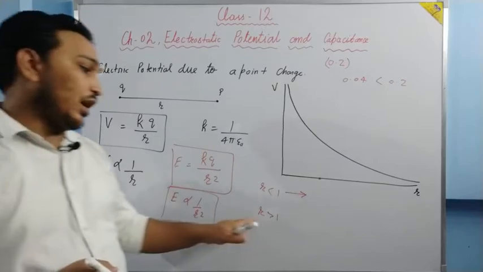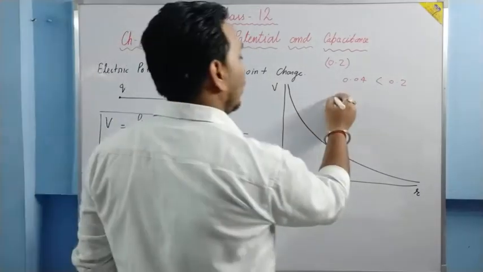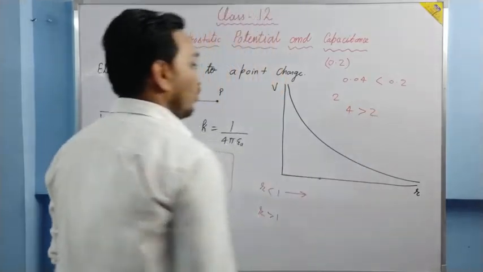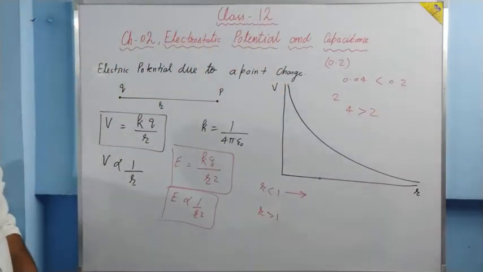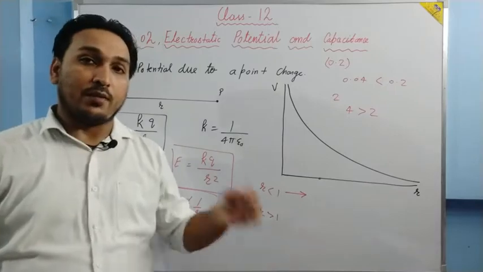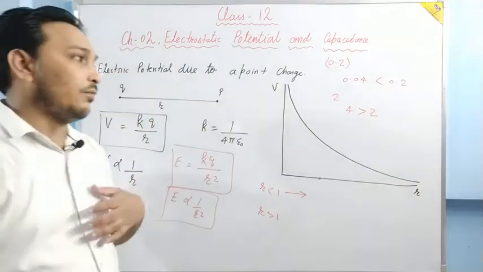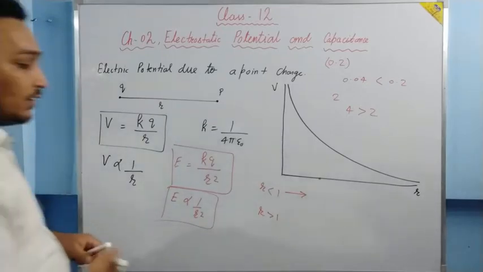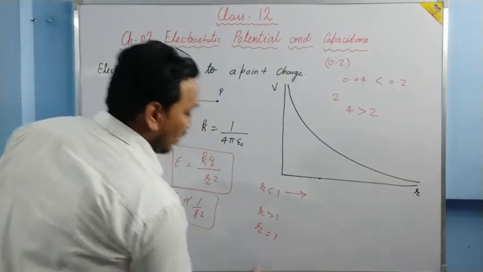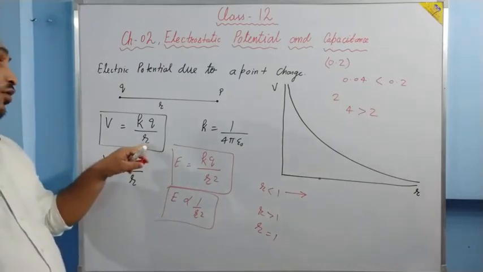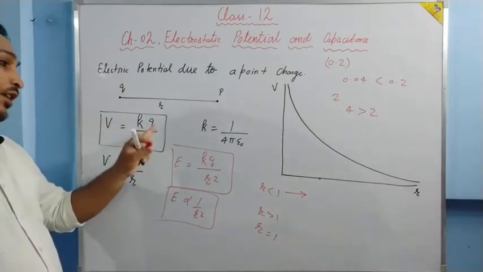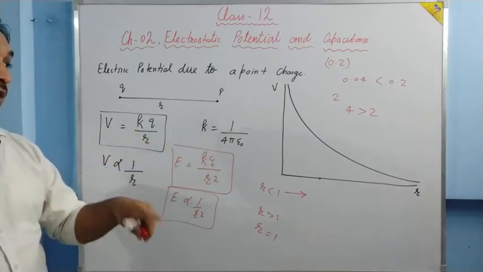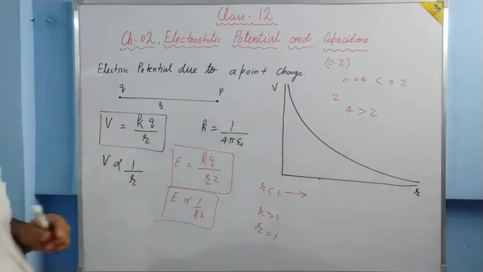But for values greater than 1, suppose r is 2, then when we square it, it becomes 4, which is obviously greater than 2. Is it clear? So for a value greater than 1, the square of the value is greater than the value. Now, what happens if r is equal to 1? At this point, the value of potential becomes KQ and the value of electric field also becomes KQ. The electric potential and electric field become equal.